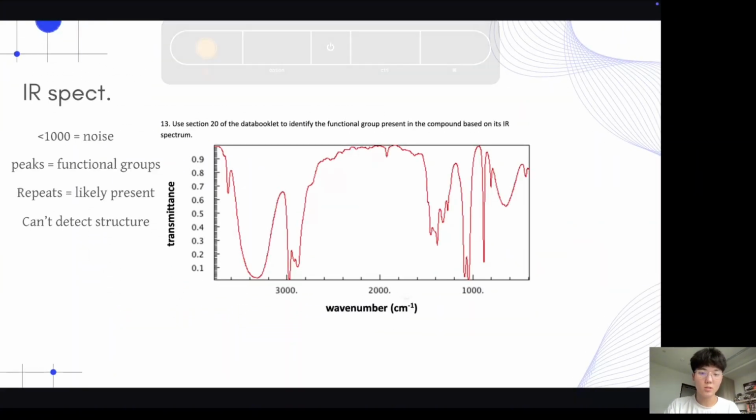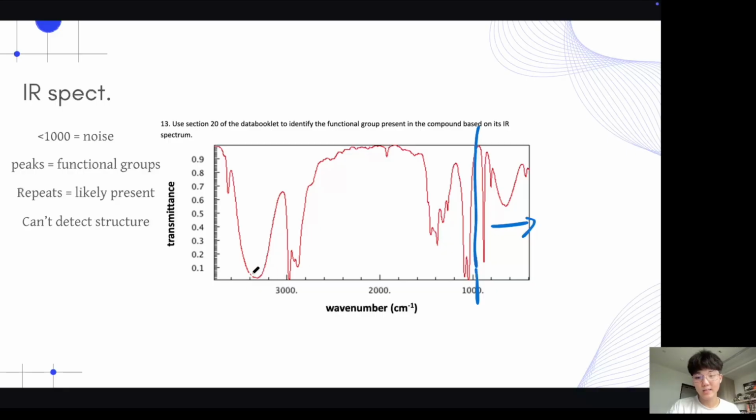Now for infrared spectroscopy. First off, infrared spectroscopy measures functional groups and bonds in a compound, and it does this by emitting infrared waves and exciting these bonds and functional groups, and it measures how much they vibrate. And the downside of this is that it can't detect the location of them. It can detect its presence, but not the location. And it's also necessary to say that anything under 1,000 is generally considered less accurate because of noise. Most of it is likely noise.